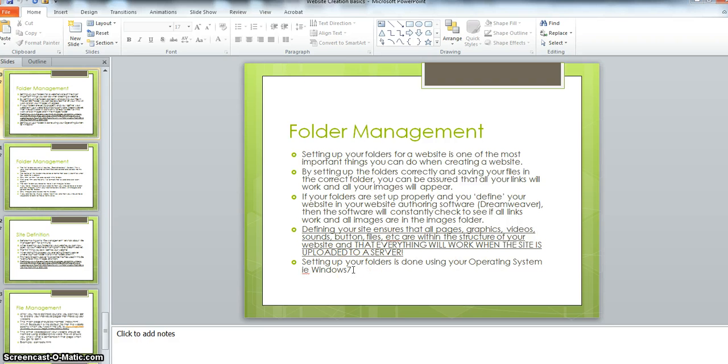Setting up your folders is done using your operating system in Windows, not your software for making your web pages. And that's all we went through.